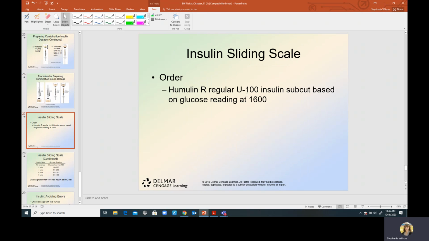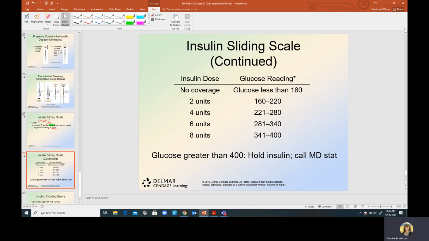Moving on. So say we have an order of 100 insulin, 100 units of insulin. This here, again, it means that we have 100 units per milliliter. That's what that means. For every 1 milliliter, there's 100 units. So I want to know, we're going to do it sub-Q based on glucose reading at 1600, right?